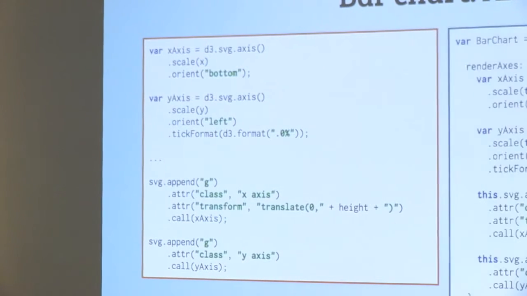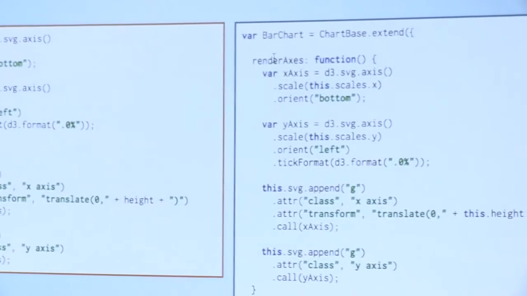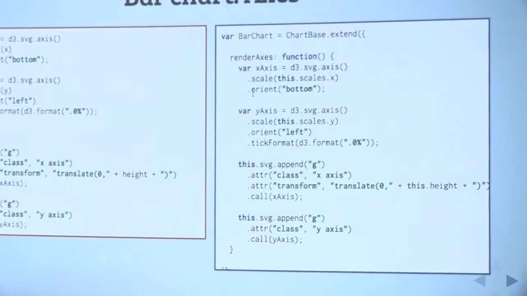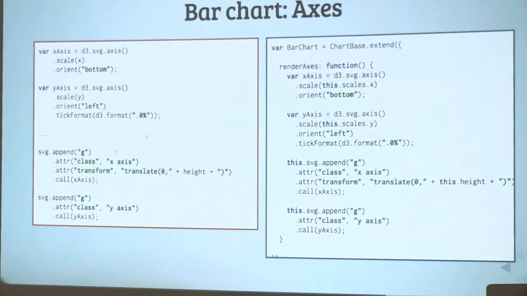And in Backbone, it looks kind of like this. It's one method that renders the axes. It could be two methods, but I didn't see the sense of changing it here. So this is almost the same code. There's some little differences. We don't have the scales in this scope, so we're just grabbing them from the object itself. So we're accessing this.scales.x, and that gives us the scale that was initialized earlier.